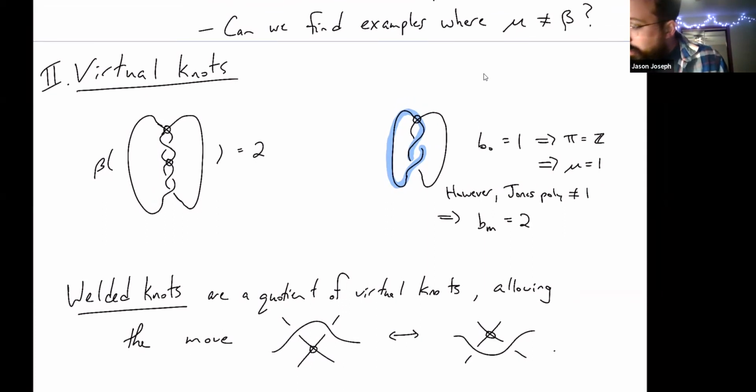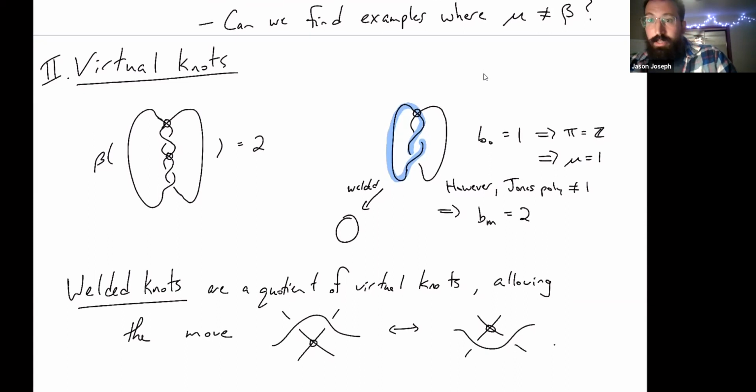But also interesting to note that as a welded knot, this is equivalent to the unknot. So it doesn't break the meridional rank conjecture for welded knots. That is still open.